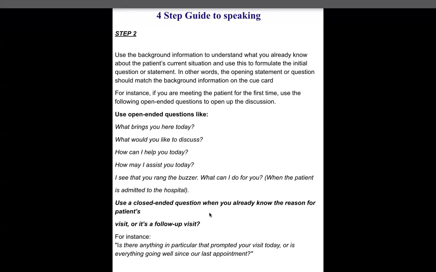Okay. So if you already know the patient, you ask close-ended questions. Use a close-ended question when you already know the reason for the patient's visit, or if it's a follow-up visit. So you could ask something like, is there anything in particular that prompted your visit today, or is everything going well since your last appointment? Yeah, so these are close-ended questions for when you already know the patient.